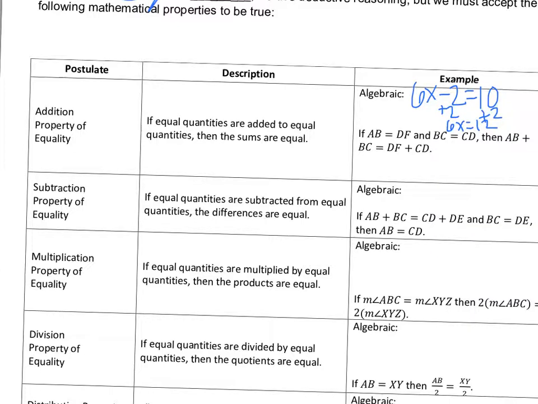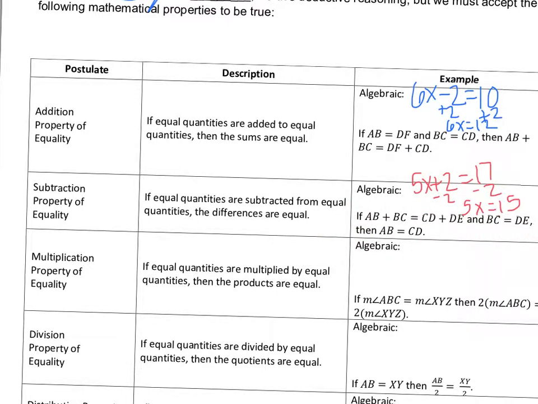Your subtraction property then is just subtracting equal quantities from both sides to make your differences equal. So if you're given 5x plus 2 equals 17, just subtracting 2 from both sides gives you 5x equals 15. That is your subtraction property. Underneath both of these, you see that you have it in terms of segments. But if you know that AB is equal to DF and BC is equal to CD, then we know that AB plus BC equals DF plus CD, since they are equal. Same thing with your subtraction property here.